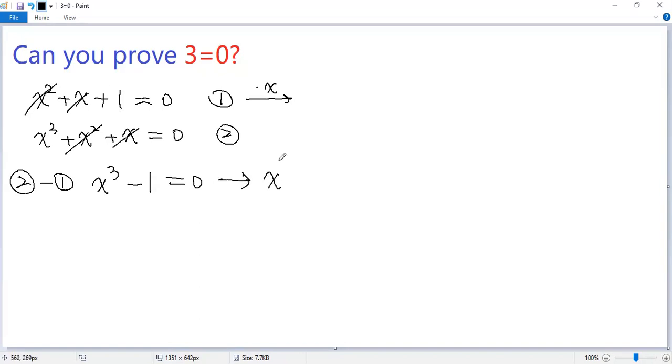So we get x cubed equals 1. So the solution is x equals 1. We denote it as 3.